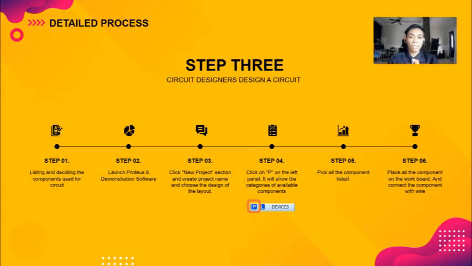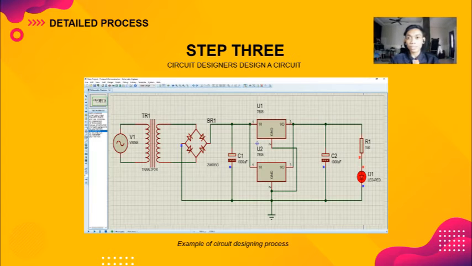Okay, next I pick all the components listed. I place all of the components in the workboard and connect the components with wire. So this is the circuit that we use for the steps that I mentioned earlier. As you can see, this is the list of components that we use. From these components, we drag them into the workboard and we get the circuit.